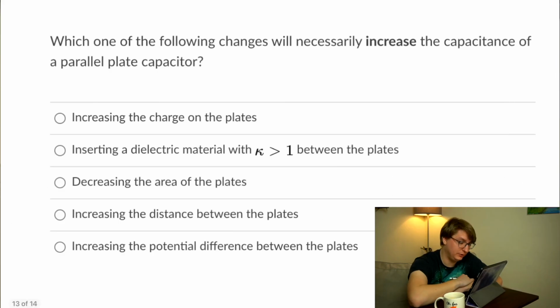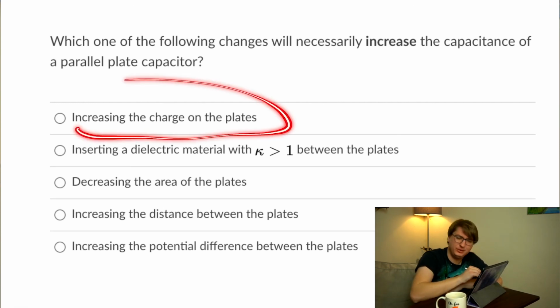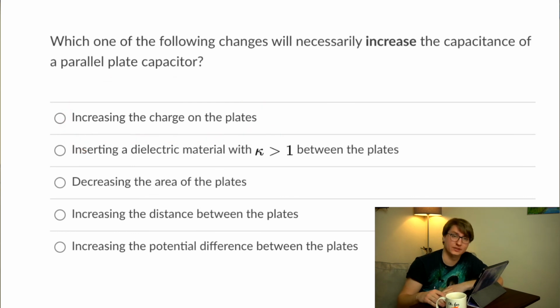Okay. Which of the following changes will necessarily increase the capacitance of a parallel plate capacitor? So increasing the charge, well, increasing the charge actually has nothing to do with the capacitance. That has to do with external forces. For instance, I could just increase the voltage. That doesn't mean I increase the capacitance. So it's not that one. Can't be that one. We'll go back to that one.